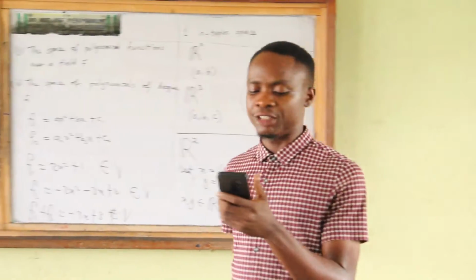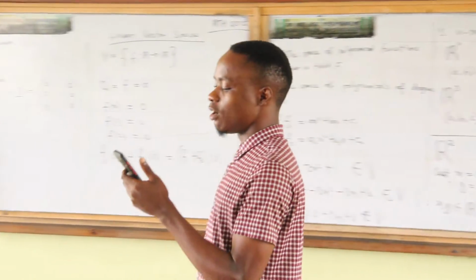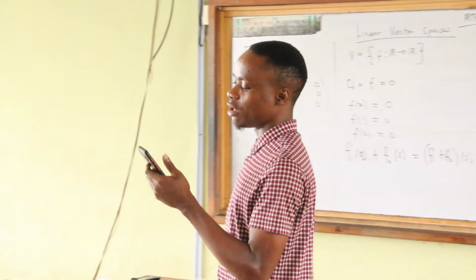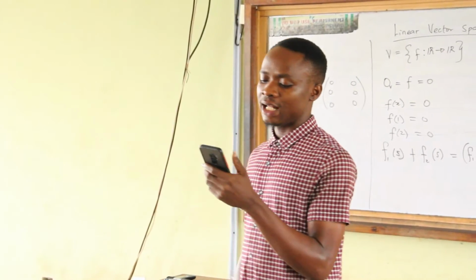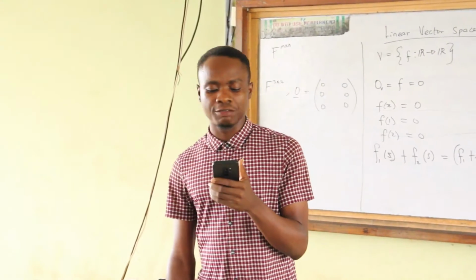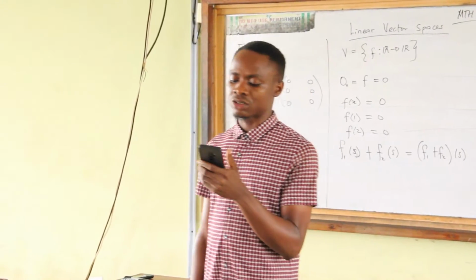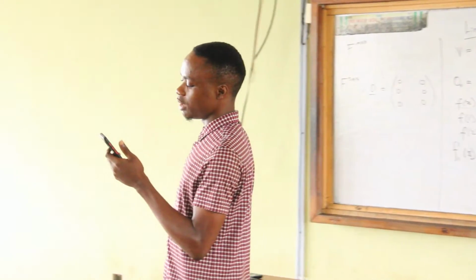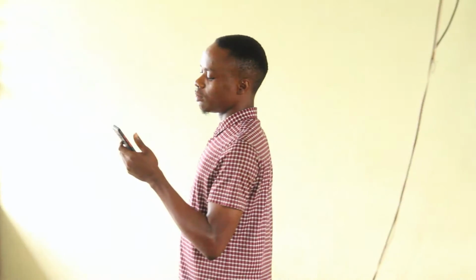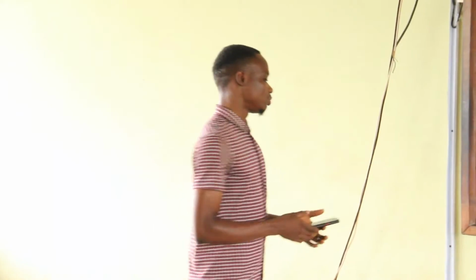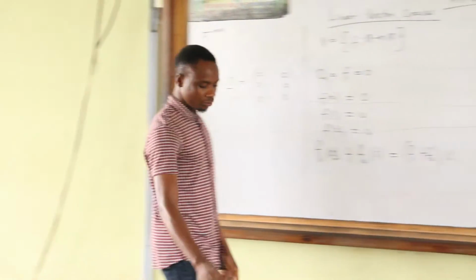Let V be the set of pairs (x, y) of real numbers, and let F be the field of real numbers. Define (x, y) plus (x1, y1) to be (x plus x1, 0), and c(x, y) to be (cx, 0). Is V with these operations a vector space? So we want to look at that.